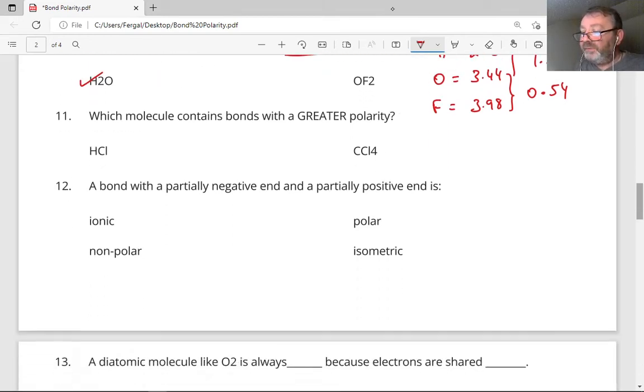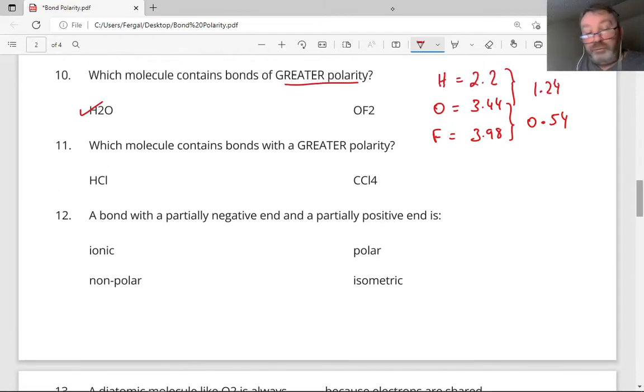Number 11. Which molecule contains bonds with greater polarity? Now again, we know that HCl is a dipole. And if you want to do it by tables, do it by tables. H, we've already said, is 2.2. Cl has an electronegativity of 3.16. And carbon has an electronegativity of 2.55. So therefore, the difference between H and Cl is greater than the difference between C and Cl. See that? The difference between H and Cl is bigger than the difference between C and Cl. So therefore, that has the greater polarity.